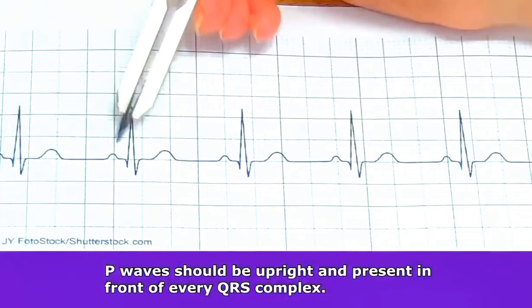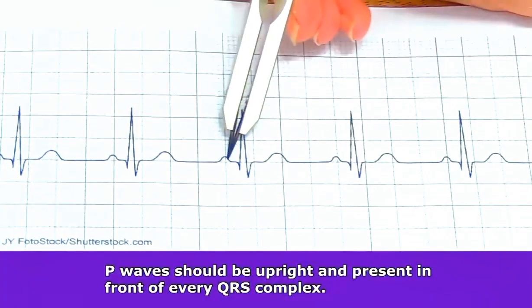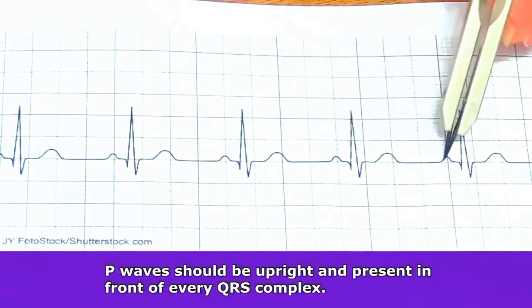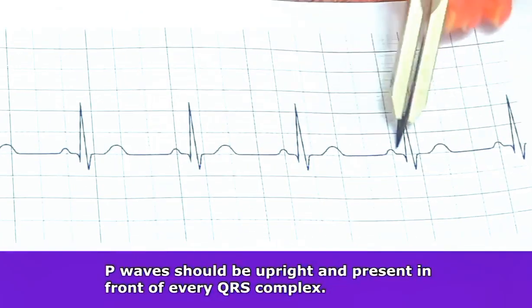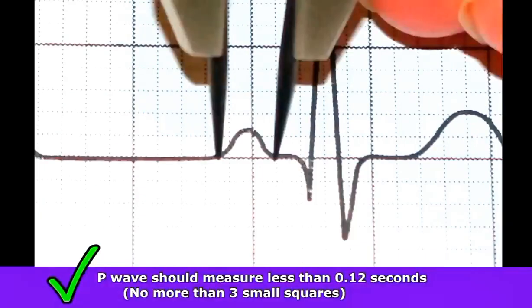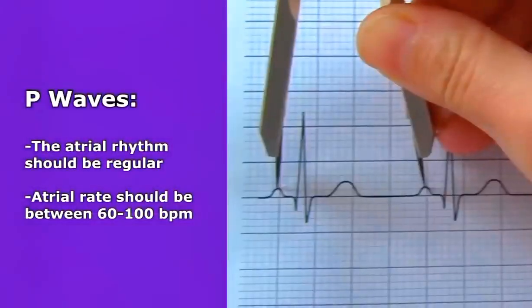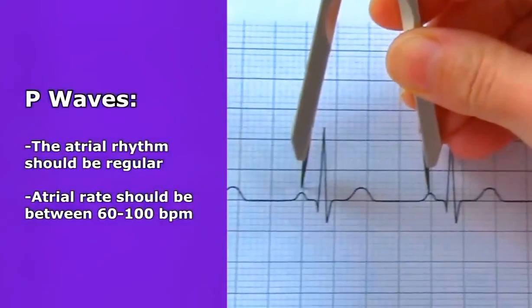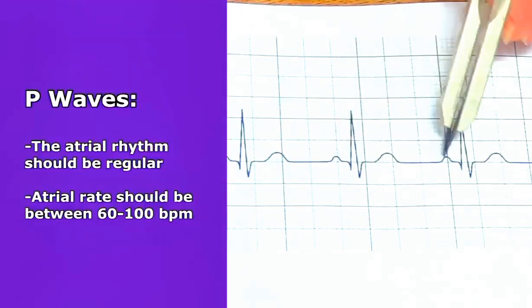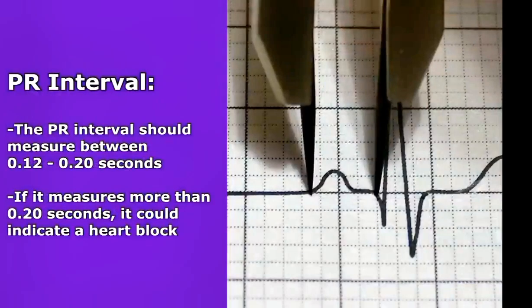Now, how do we know that we have normal sinus rhythm? Well, let's look at these characteristics and criteria that tell us that we're dealing with normal sinus rhythm. When you look at the ECG waveform, you should note the P waves, and there will be P waves present in front of every QRS complex, and they should be upright and measure less than 0.12 seconds. This tells us about the atrial rhythm and rate. The atrial rhythm for normal sinus rhythm should be regular, and the rate should be anywhere between 60 to 100 beats per minute. Also, the PR interval should measure between 0.12 to 0.20 seconds.